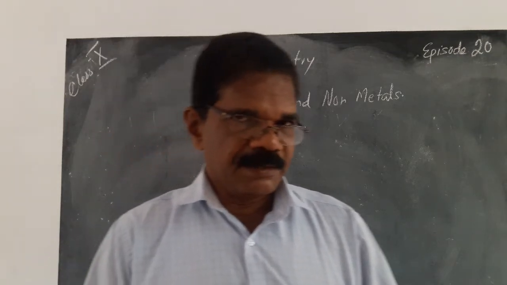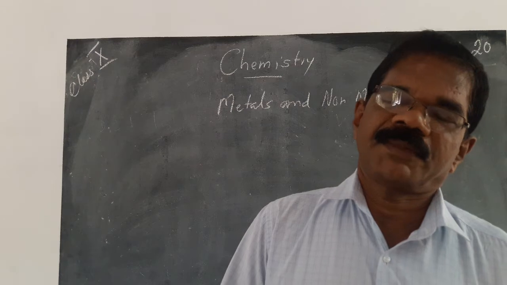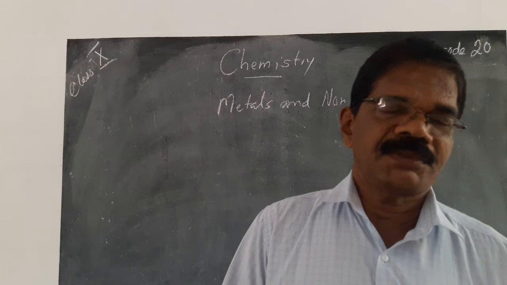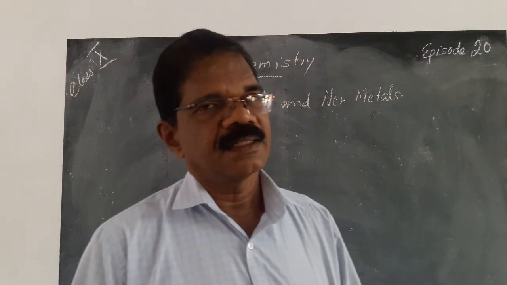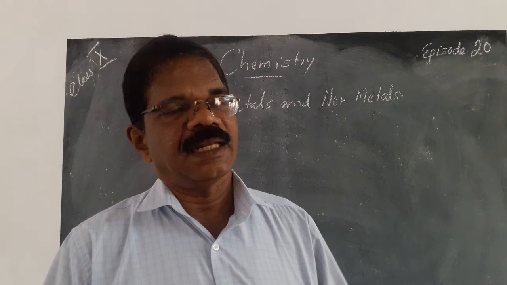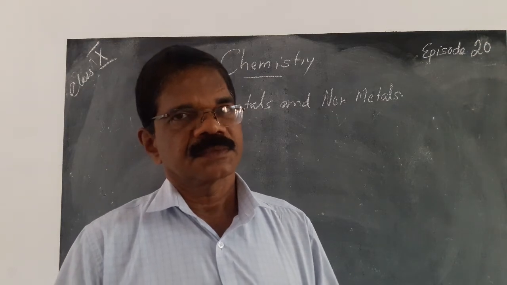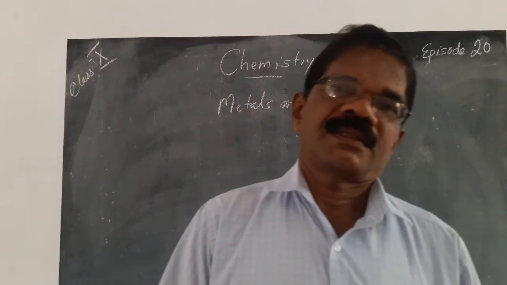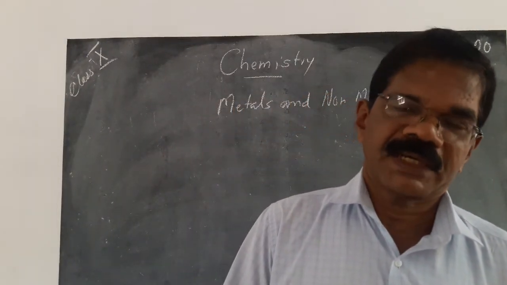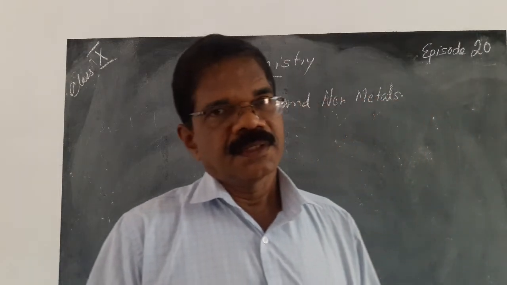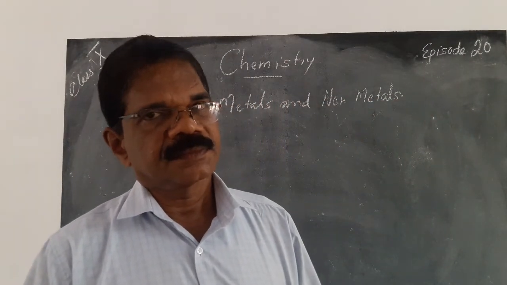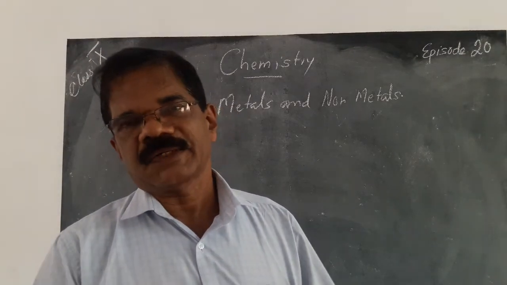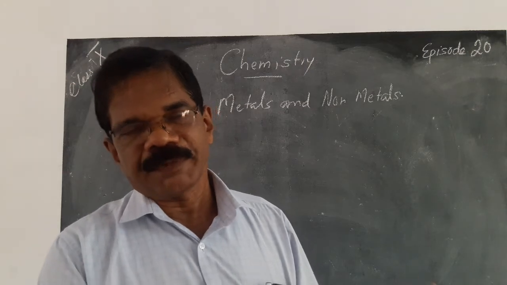In the periodic table, we have seen that there are a total of 118 elements. Out of these 118 elements, more than 90 elements are metals. About 22 elements are non-metals, and a few metalloids are also seen. In this chapter, we can see what the metals are, why they are called metals, and what the properties of the metals are.